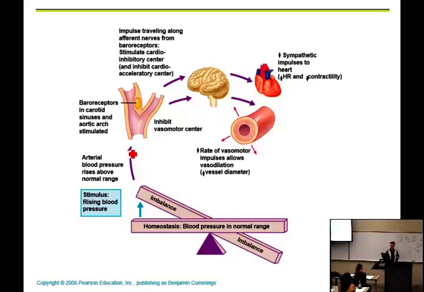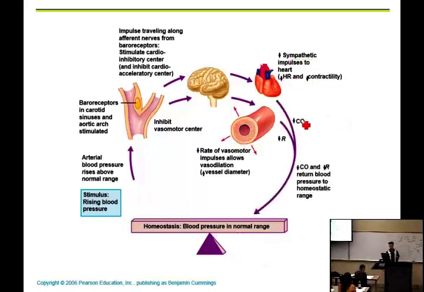So what we can do is, if blood pressure just went up, we want to counteract that. So we're going to decrease the amount of sympathetic impulses to the heart and to the blood vessels. And that is going to decrease cardiac output. It's going to dilate those blood vessels and decrease our resistance, so it makes it a little bit easier for the blood flow. And what that's going to do is it's going to decrease our blood pressure. So we find blood pressure is going to go down again, and we've gone back from being out of whack back to some homeostatic set point, okay?